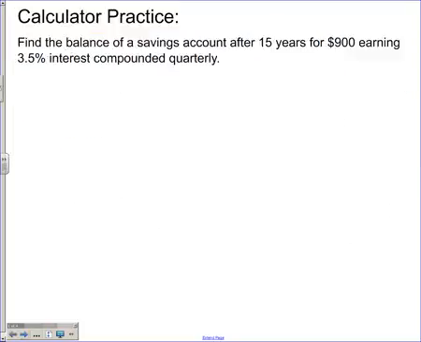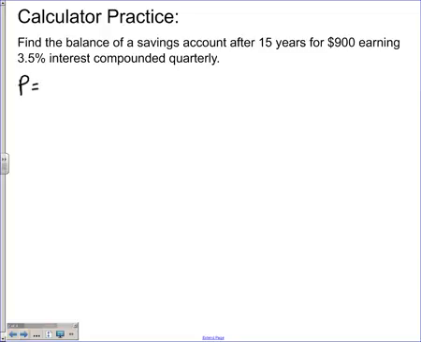In this next example, we're going to practice actually typing one of these equations into our calculator because there are a lot of steps involved and you have to be really careful with your order of operations. So first, we're going to set up our equation after we find our different quantities. It says find the balance of a savings account after 15 years for $900 earning 3.5% interest compounded quarterly. So again, a lot of information.